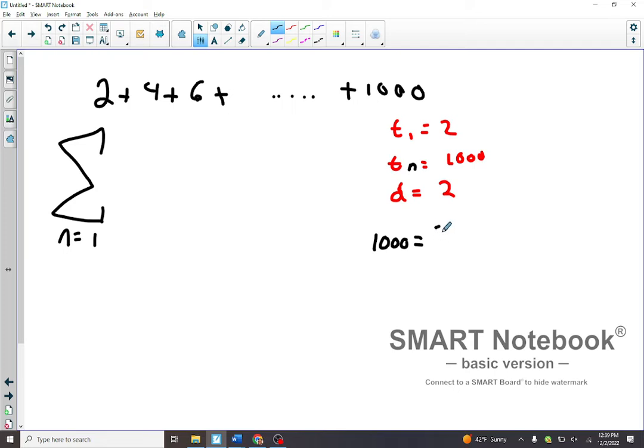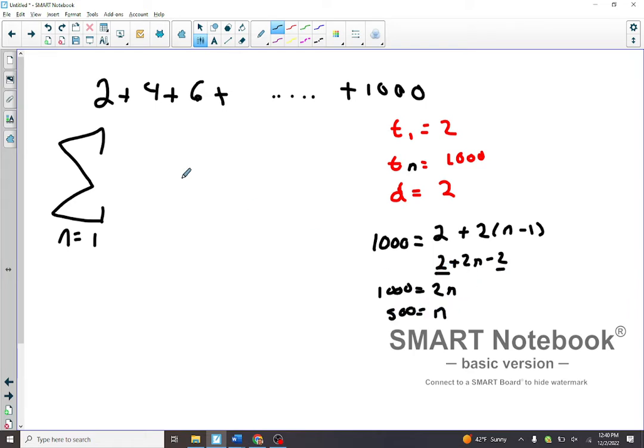So T1 is 2 plus 2(n minus 1). Remember, in this case, I don't know what n is. This is arithmetic, so you put in the arithmetic equation. You have to plug in the 1,000 for the Tn, so I need to find n. So Tn: 2 plus 2n minus 2. The 2's happen to cancel out. That doesn't always happen. 1,000 divided by 2 equals 500.